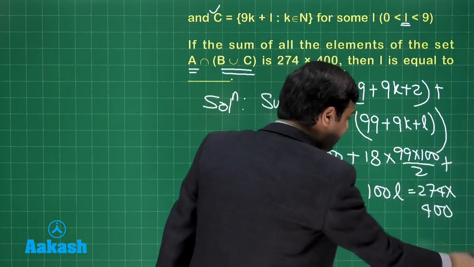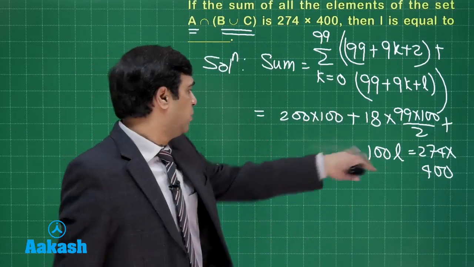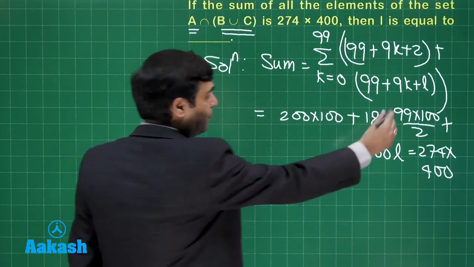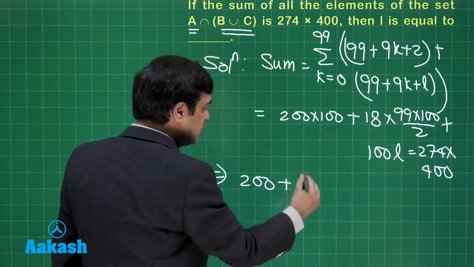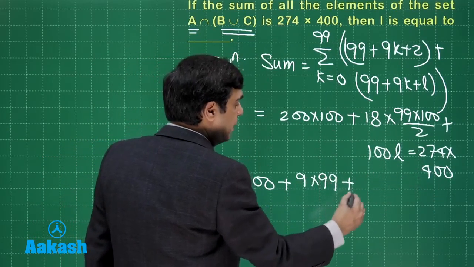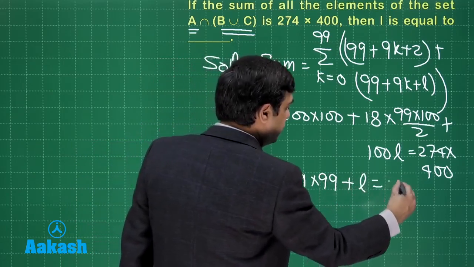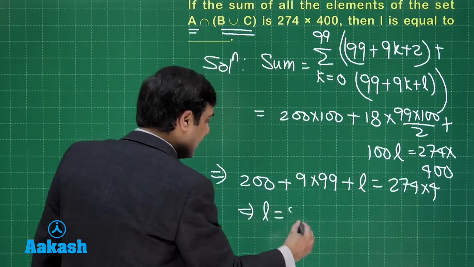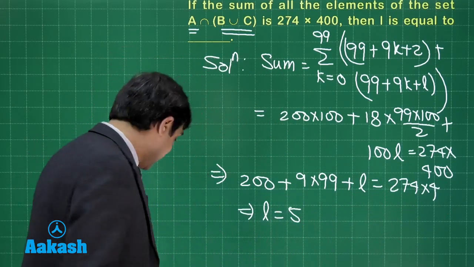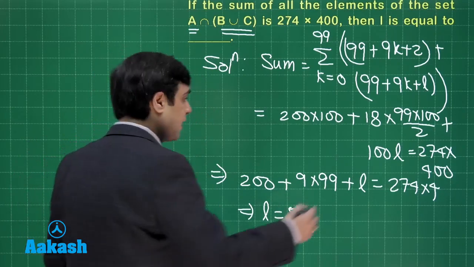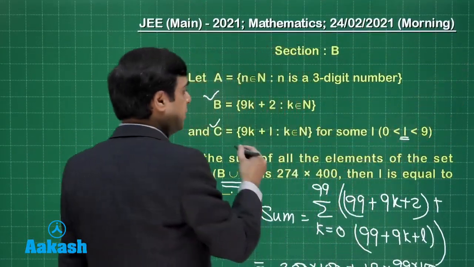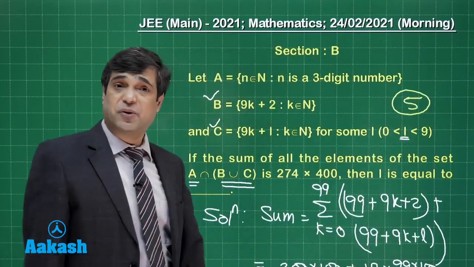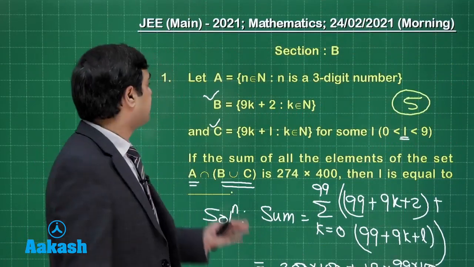I'm sure this is clear, right? Now I can cancel some zeros and all. So what I will be getting here: 200 plus, this 100 is cancelled again, 9 into 99 plus L is equal to 274 into 4. Just simplify further, you obtain L is equal to 5. So yes, the correct answer for this question is coming as 5. So let's write here, the required value here is 5. I'm sure this is clear. Let's take up the next one.